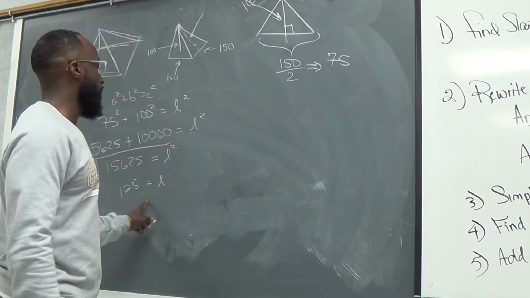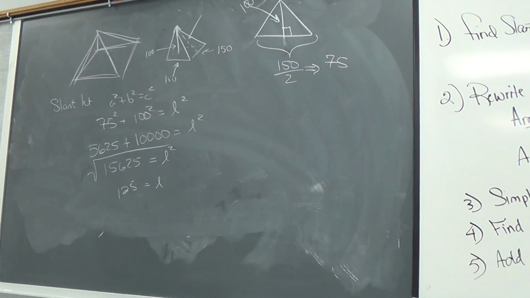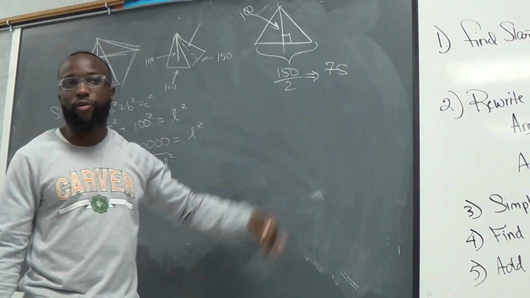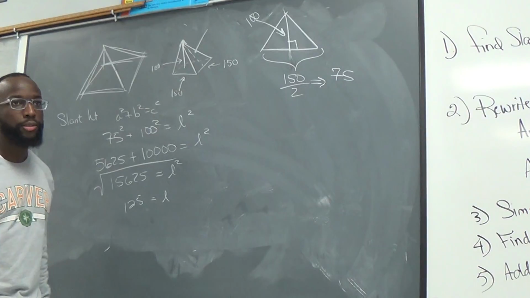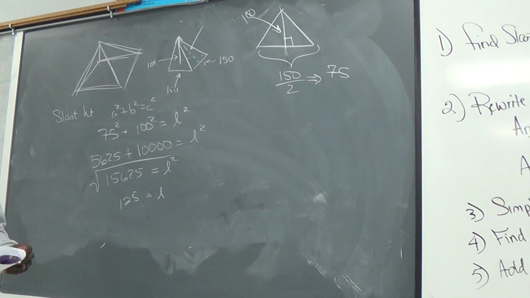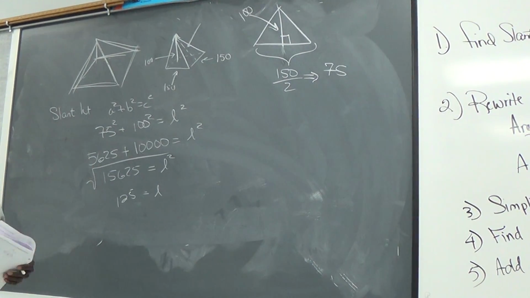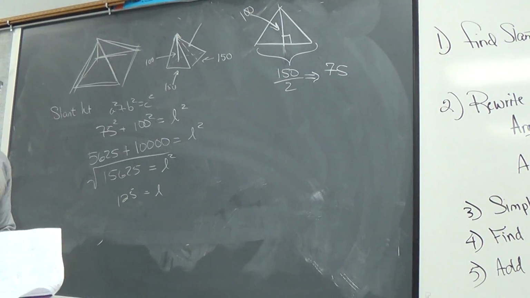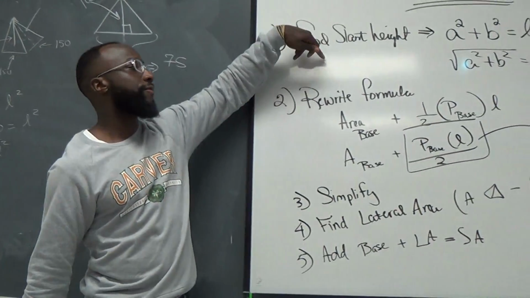Alright, this is how we find our slant height. We use the Pythagorean theorem again. Basically, what you need to see is that you have a right triangle, just like with cones. Do you want to find the surface area of this one or use another one? Let's use this one. Again, to find the surface area, you want to find the slant height.